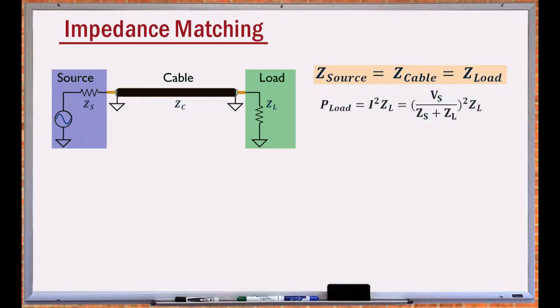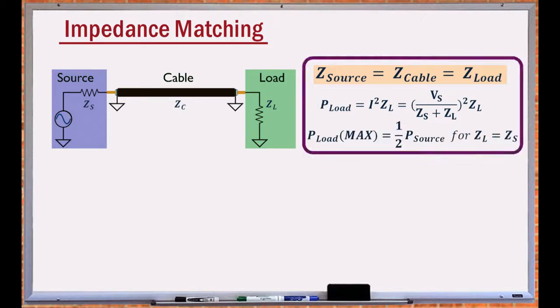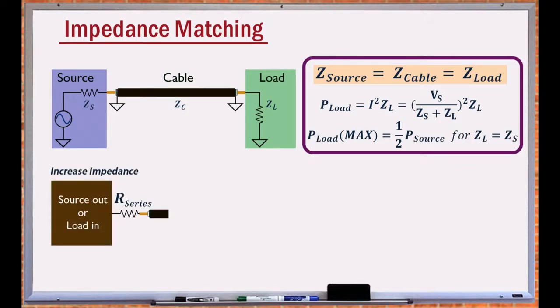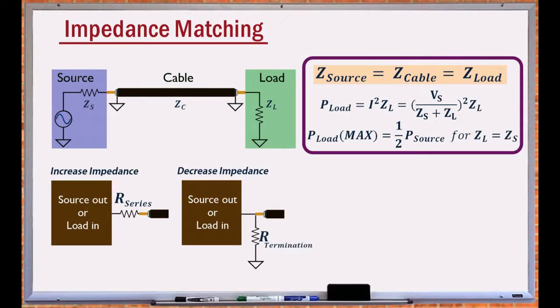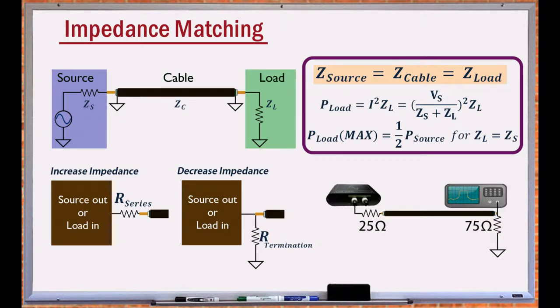Impedance matching maximizes the power transfer to the load and eliminates signal reflection. A perfect impedance matching transfers half of the source power to the load. Adding a resistor in series with the source or the load, or using a termination resistor, is a basic method to achieve impedance matching. This circuit matches the impedance of a signal generator with a source impedance of 50 ohms, and an oscilloscope with an input impedance of 1 megaohm, to a cable with a characteristic impedance of 75 ohms.